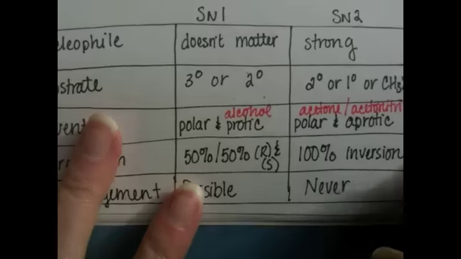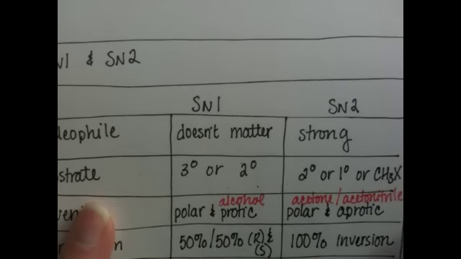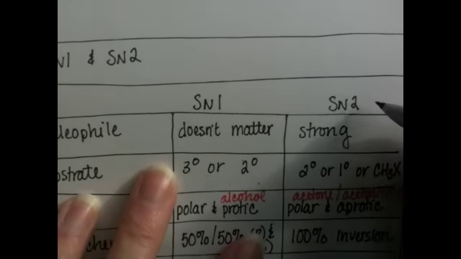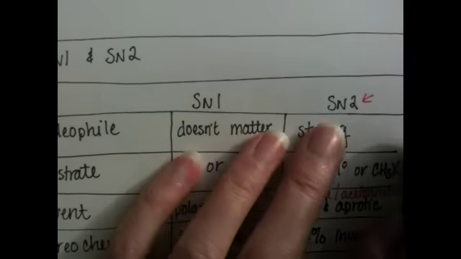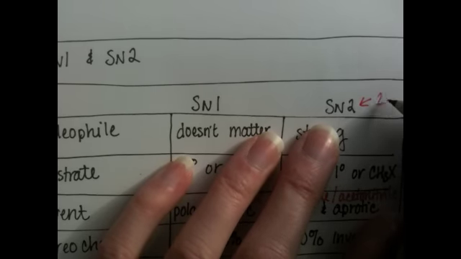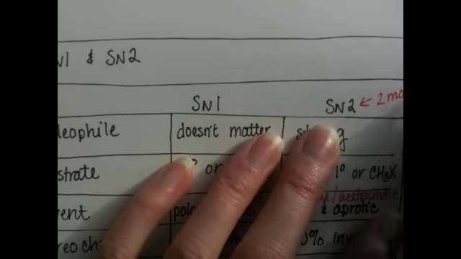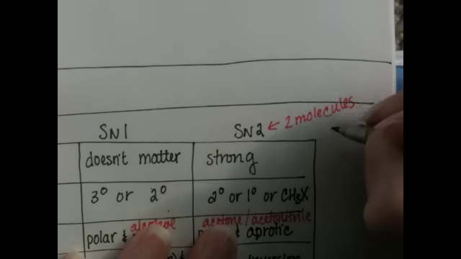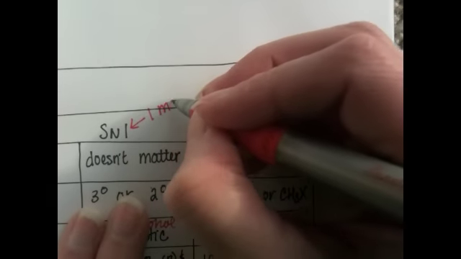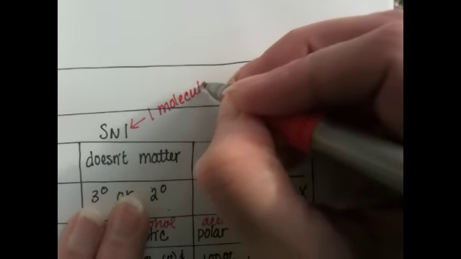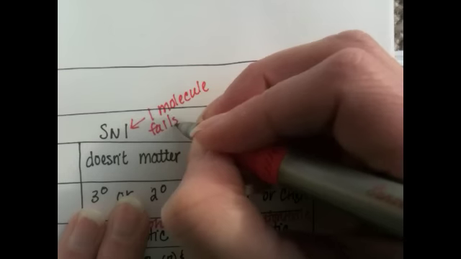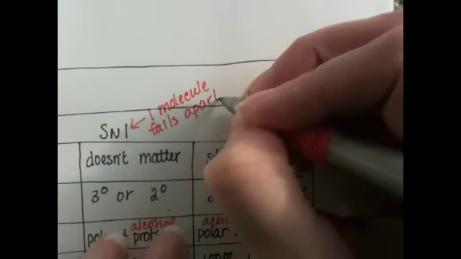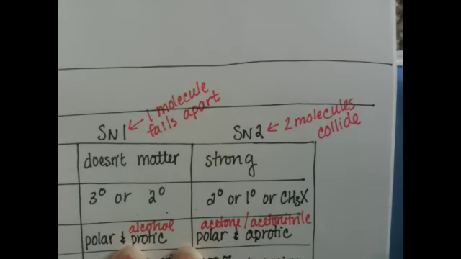And then the last thing I wanted to add in here, just one last note, is that we talked about how the SN2 reaction involved 2 molecules colliding. In the SN1 mechanism, we see 1 molecule falling apart, referring to the leaving group popping off the molecule.